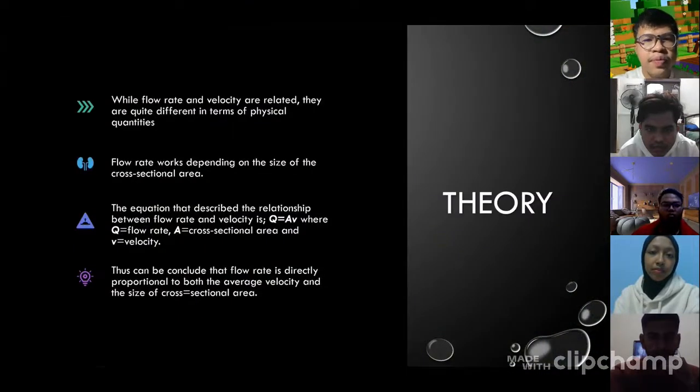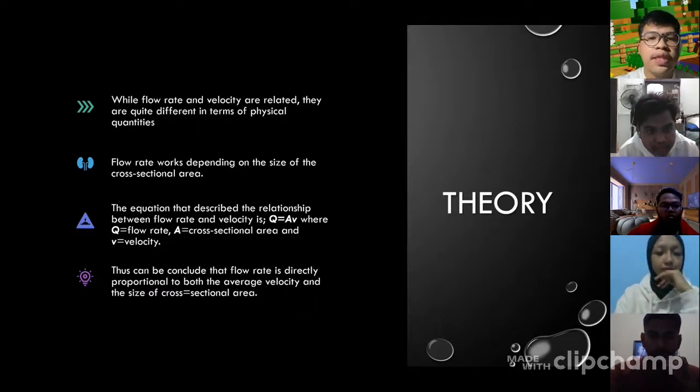For the theory, while the flow rate and velocity are related, they are quite different in terms of physical quantities. Flow rate depends on the size of the cross-sectional area. The equation that describes the relationship between flow rate and velocity is Q equals AV, where Q is flow rate, A is cross-sectional area, and V is velocity. Thus, it can be concluded that flow rate is directly proportional to both the average velocity and the size of the cross-sectional area.